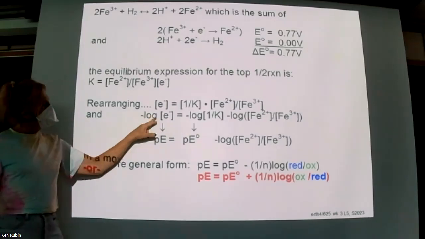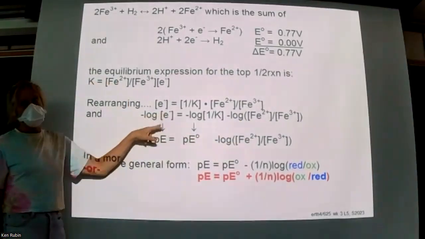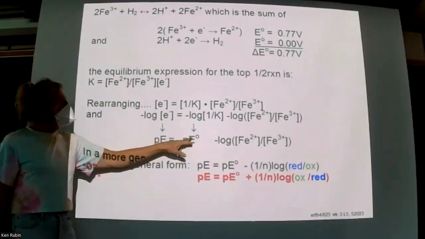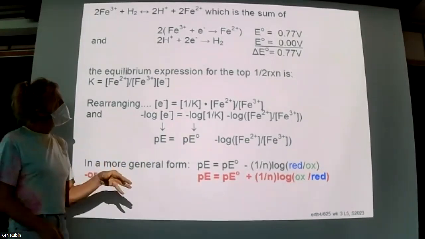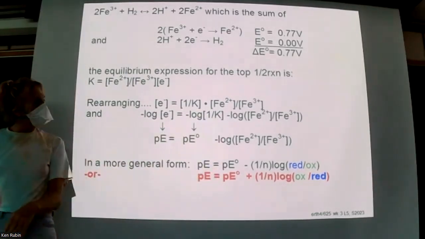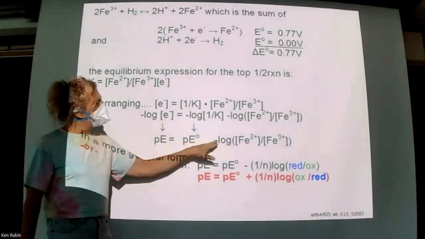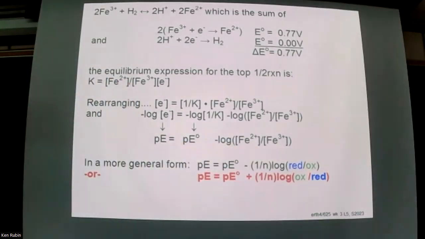So the minus log of this, minus log of this, minus log of that, this just becomes pE, okay? pE naught, the standard state value when we are at chemical equilibrium, is just the minus log of 1 over the equilibrium constant. And we're still left with this equation, minus log Fe2+ over Fe3+. So in a more general form, because there's only one electron transferred in this equation, we don't get to see the n that we would see in the Nernst equation, right?